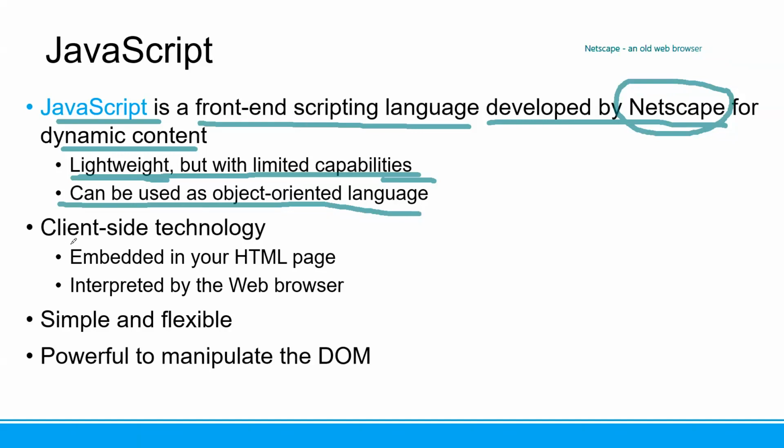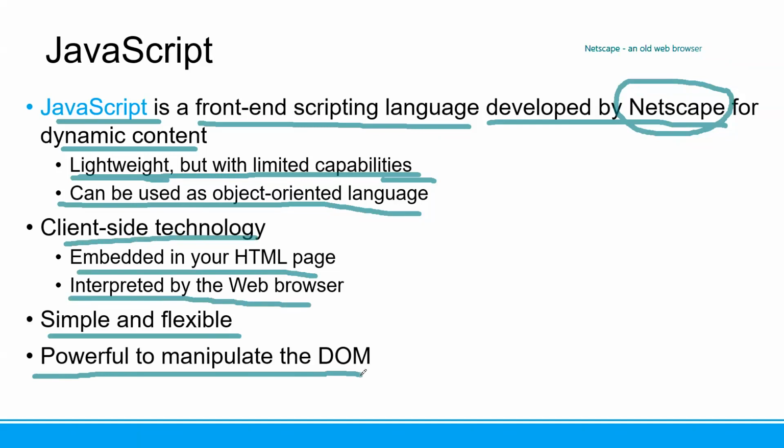And JavaScript is a client-side technology. It will be embedded in your HTML page, and it will be interpreted by the web browser. People say it is simple and flexible. We will check whether it is really simple or flexible. And it is powerful to manipulate the DOM. DOM is the Document Object Model.